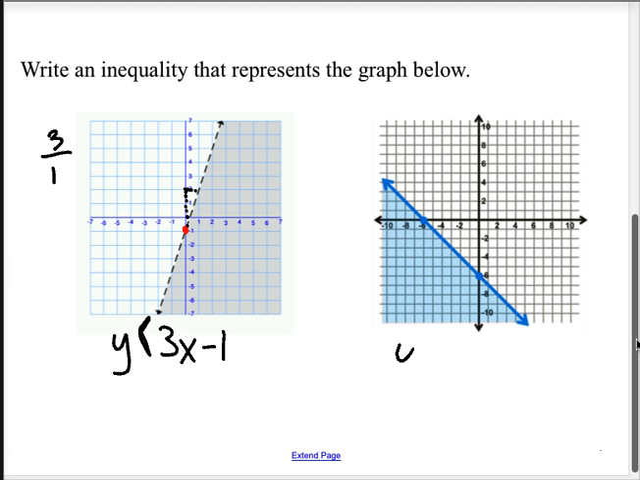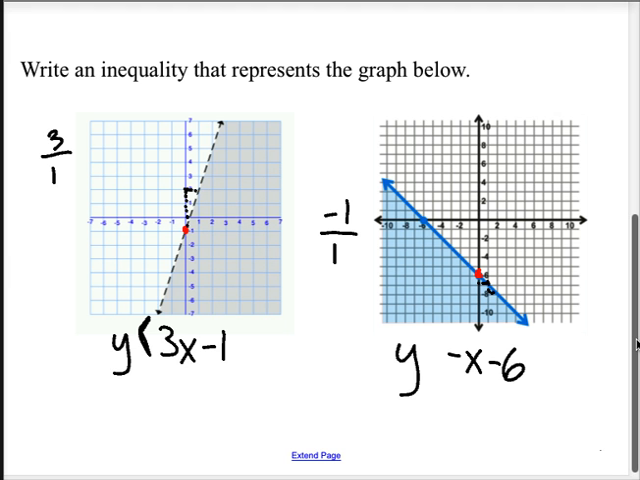Well, the next one, let's look at the slope. Down 1 over 1. So rise of -1 over 1, that's going to be a -1x, a -1 for my slope. And then where is it crossing the y-axis? Well, it's crossing the y-axis down at 6.